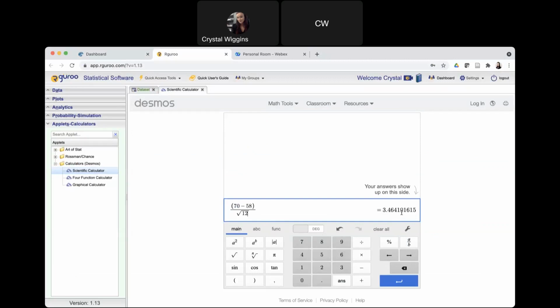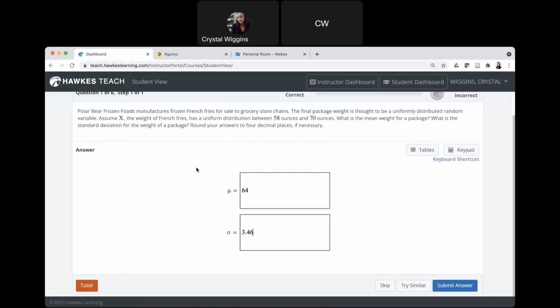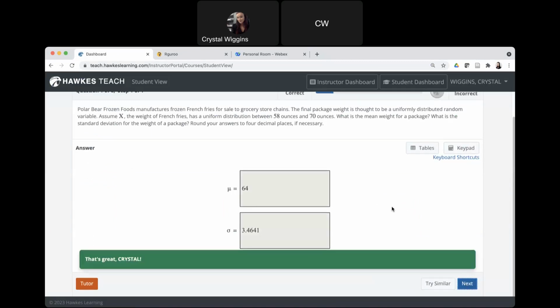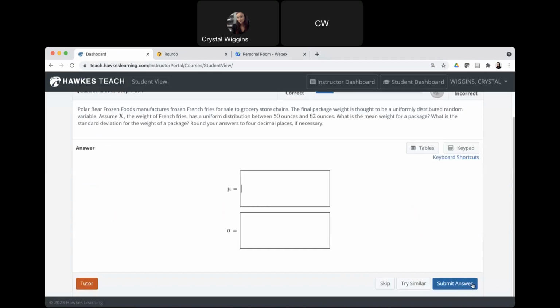I take a look at the 5th decimal place to see if I should keep the 1 a 1 or round up to a 2. Because the 5th decimal place is a 4 or below, it's a 0, I'm going to keep it a 1. So I have 3.4641. And we click submit. And yay, we get it right. So that's how we will do all of these mean and standard deviation questions in 8.1.